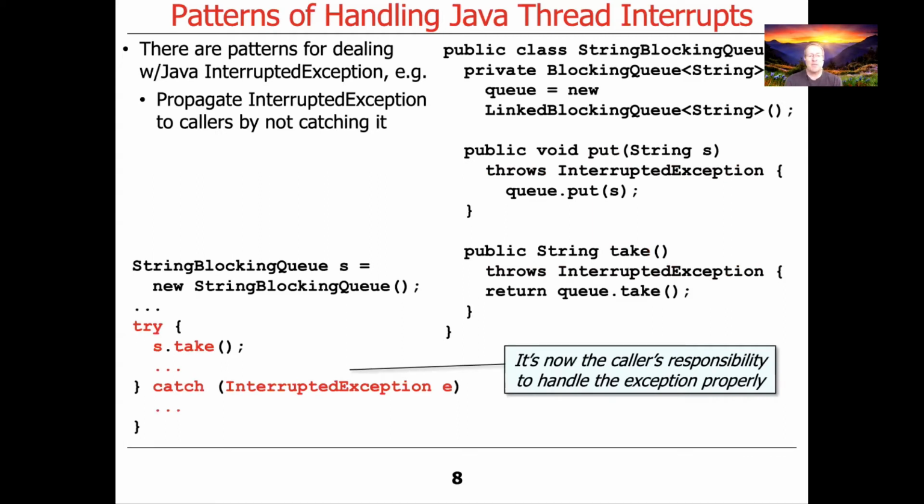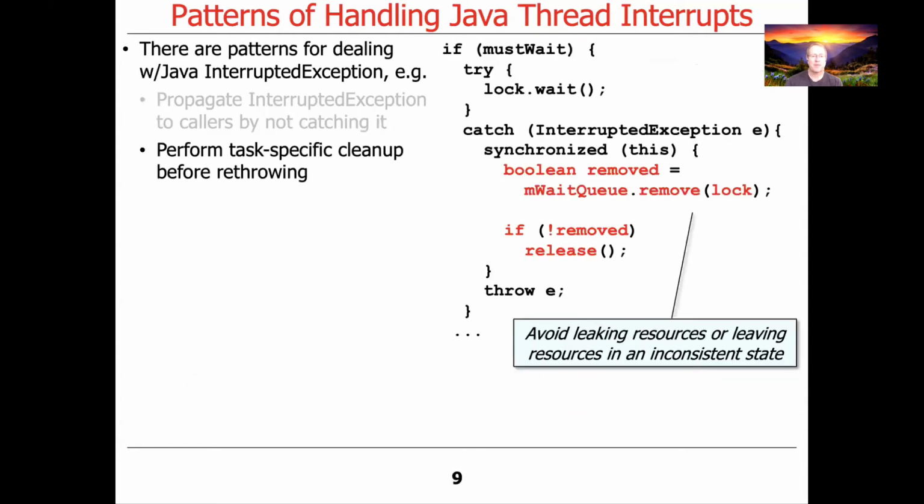So it becomes the caller's problem or somebody else's problem, as they sometimes say. So you can see here that if we write code like this, we have ourselves a new string blocking queue. If we try to take an element from it, we have to wrap that up with a try-catch block or put the interrupted exception in that method's signature, and so on and so forth. So it now becomes the caller's responsibility to handle the exception properly.